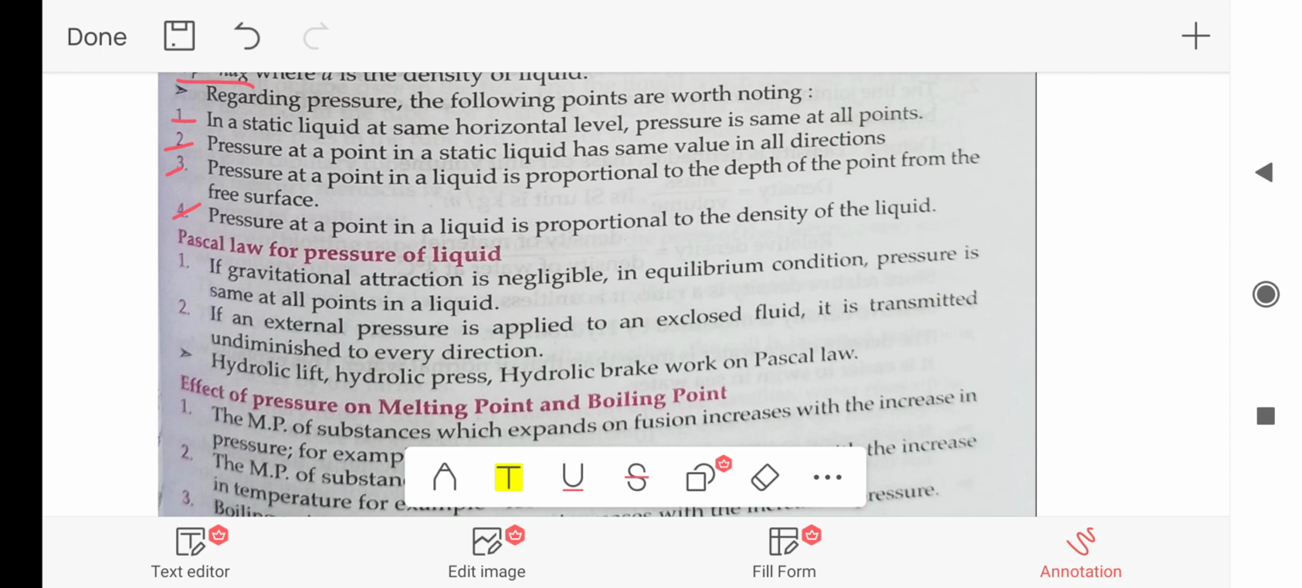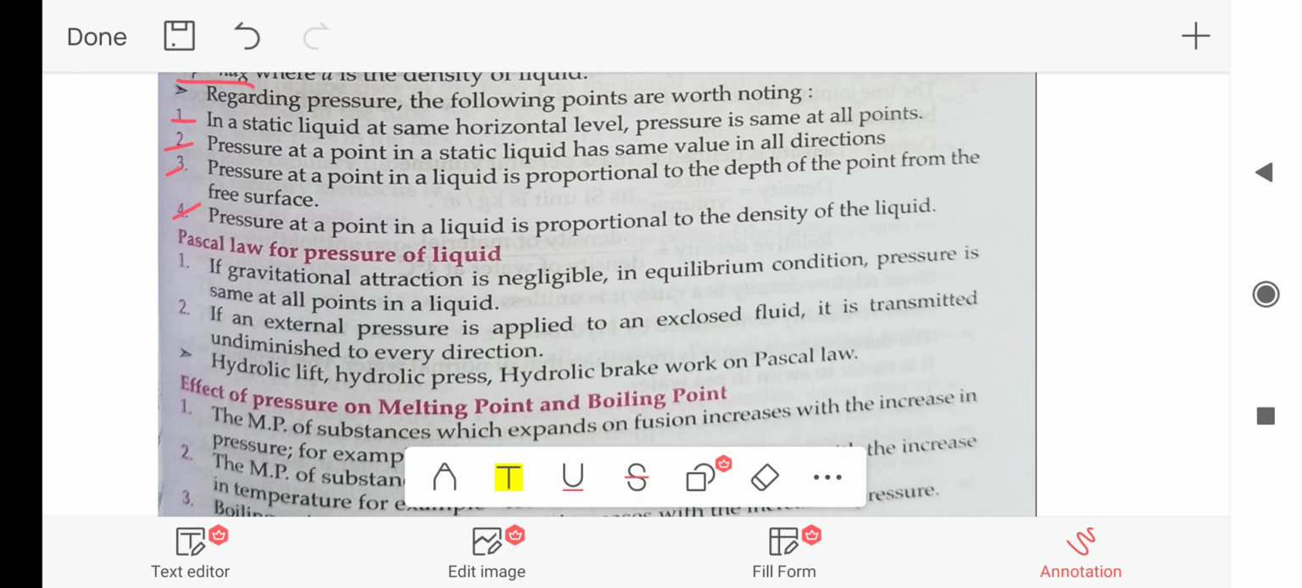Pressure at a point in a static liquid has the same value in all directions. And pressure at a point in a liquid is proportional to the depth of the point from the free surface. And pressure at a point in the liquid is proportional to the density of the liquid.